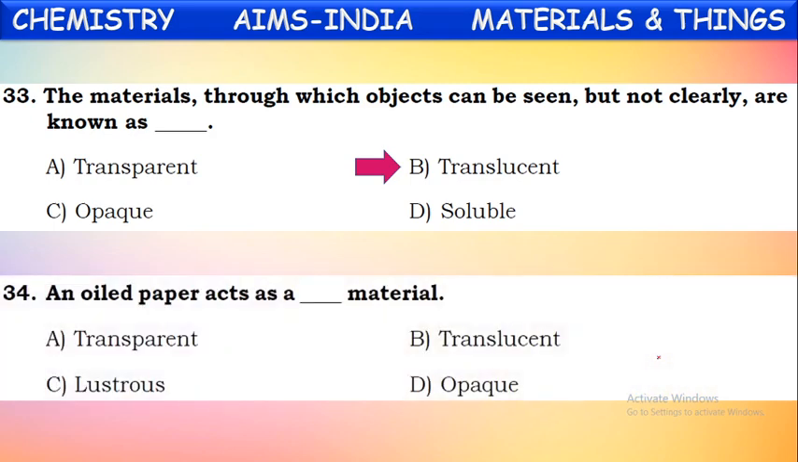Next, an oiled paper can act as a dash material. Yes, an oiled paper or buttered paper or tinted glass. Through these objects, we can see things but not much clear. Such kinds of objects or materials are called translucent material. Just now we have seen the question also. Definition: the materials through which objects are seen but not much clear are called translucent material.